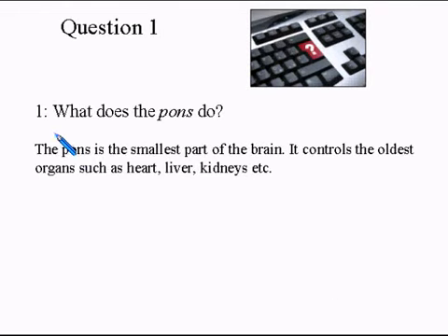Question number 1, what does the pons do? The pons is the smallest part of the brain. It controls the oldest organs such as heart, liver, kidneys, etc.